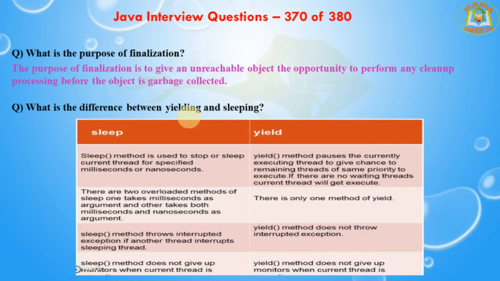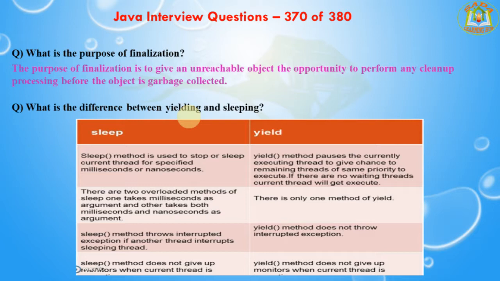There are two overloaded methods for sleep. One takes milliseconds as an argument and the other takes both milliseconds and nanoseconds as arguments. There is only one method for yield. The sleep method throws an InterruptedException if another thread interrupts the sleeping thread. The yield method does not throw any InterruptedException.